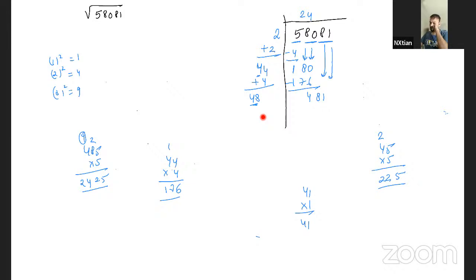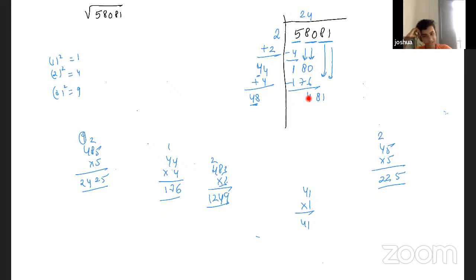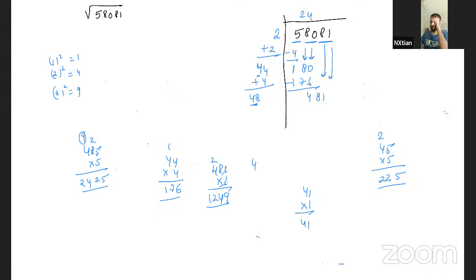Okay. Yes, Joshua. What number are you choosing? 3. If you take 3, then it will become 483 multiplied by 3. It will become 9, and then 4, and then 2. It will become 1249, which is also too great than this. Then the last one we can take is 1, right? If you take 1, 481 multiplied by 1 again becomes 481, which is the same number.